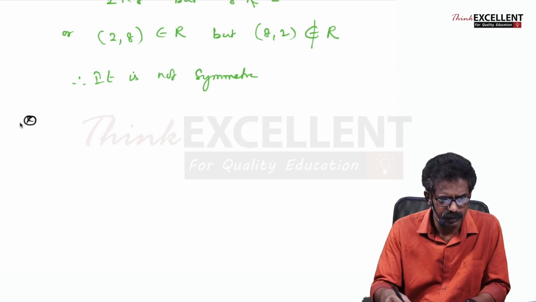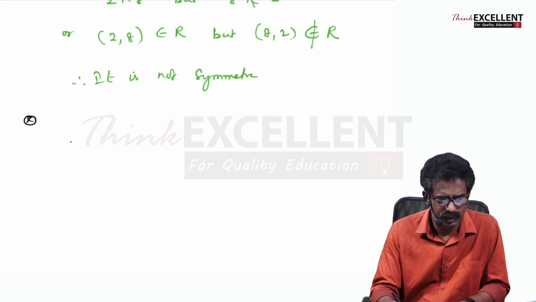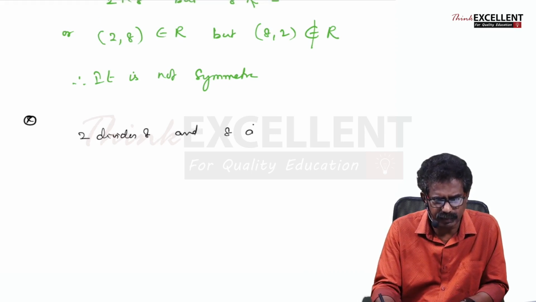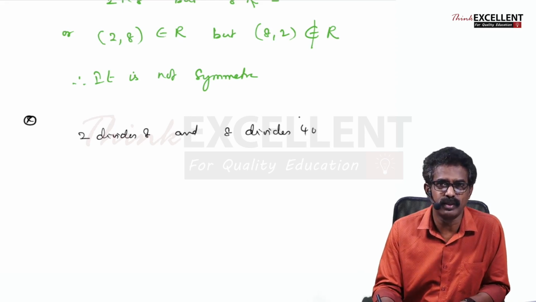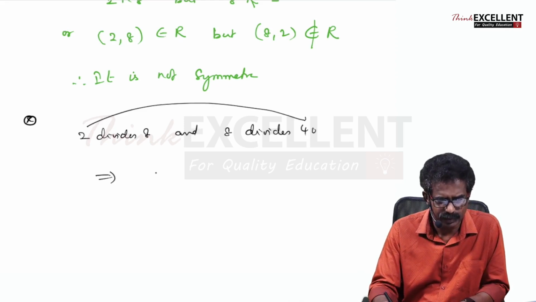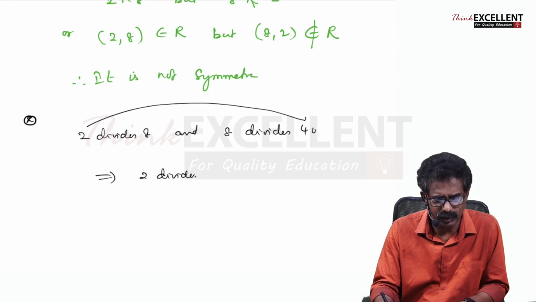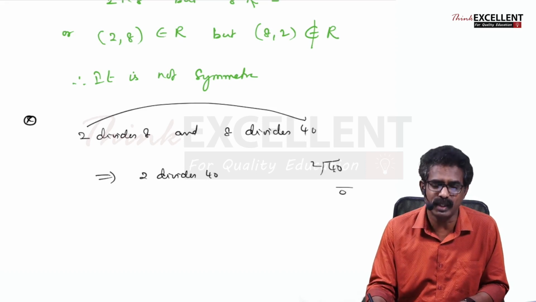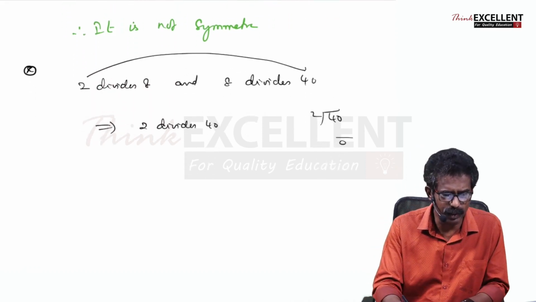So please listen here. Now transitive, what we do, we take one example, then you can understand better. 2 divides 8 and 8 divides 40. Because 40 can be divided by 8, no? Yes. Can you say 2 divides 40? Yes. 2 divides 40. 40 you can divide by 2. The remainder will be 0. It is true, right? So now in symbols we write.